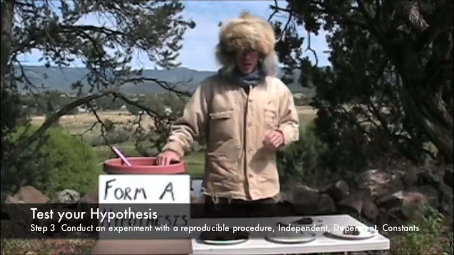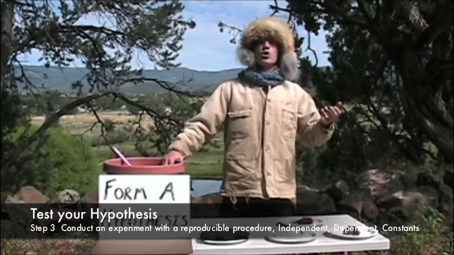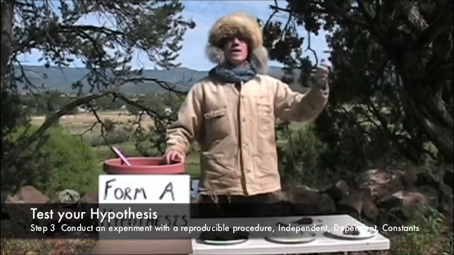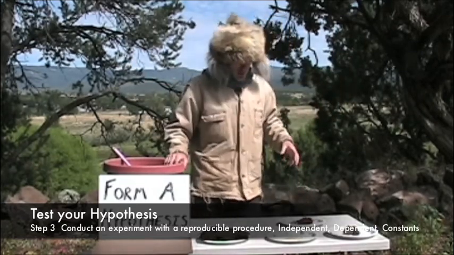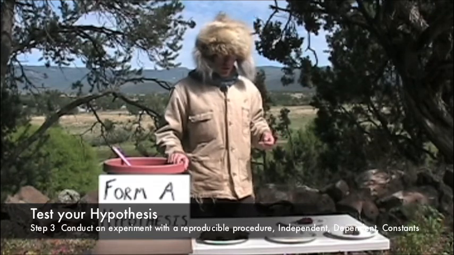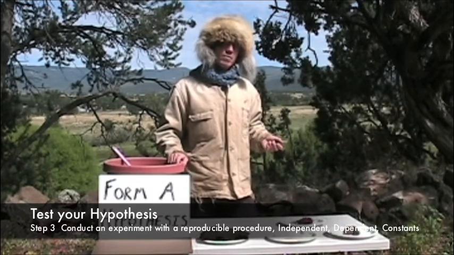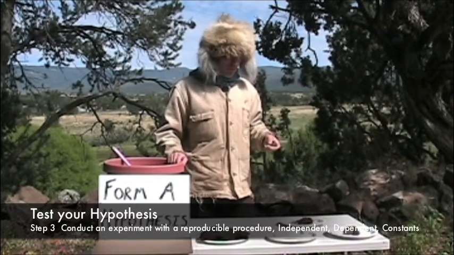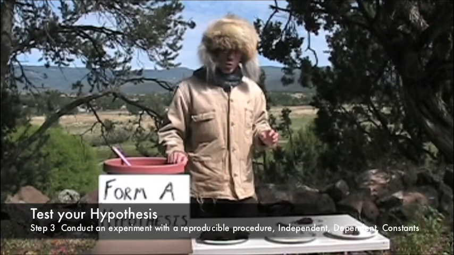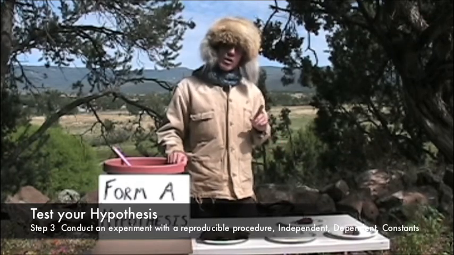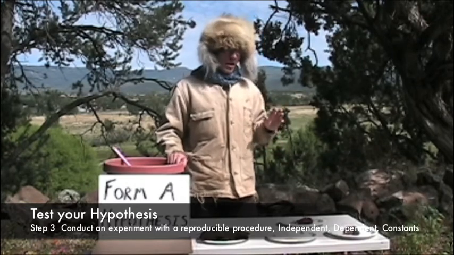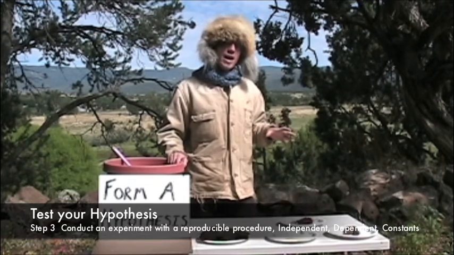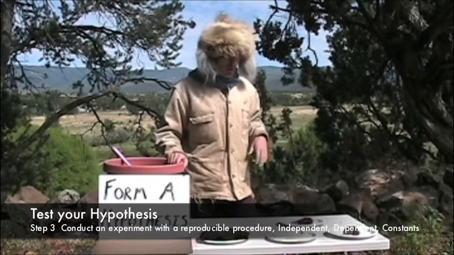So, the next thing is what I need to measure. And that we call the dependent variable. The dependent variable is what we measure. What am I going to measure in this experiment? I am going to measure the number of flies that land on each plate in 1 hour. That is my dependent variable.